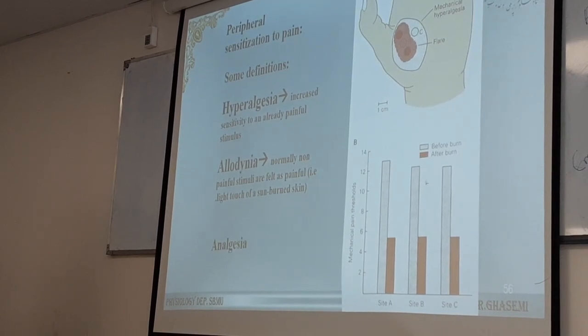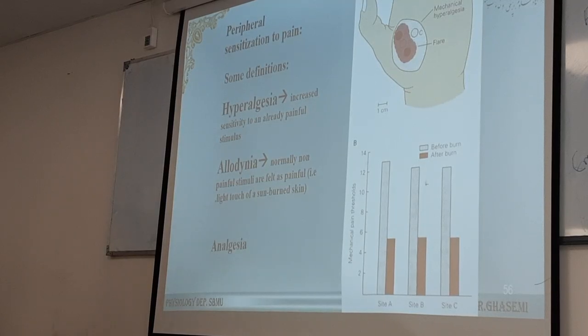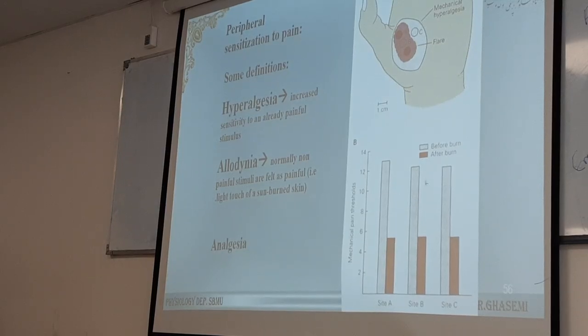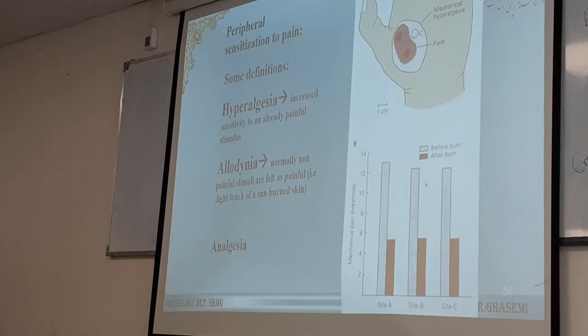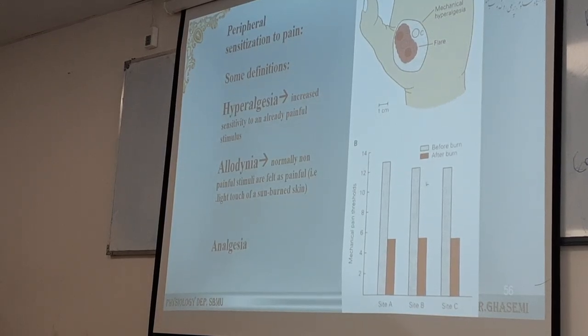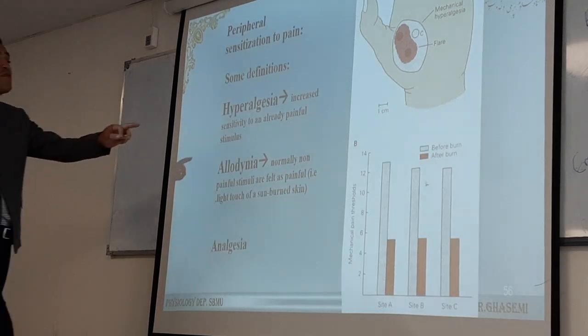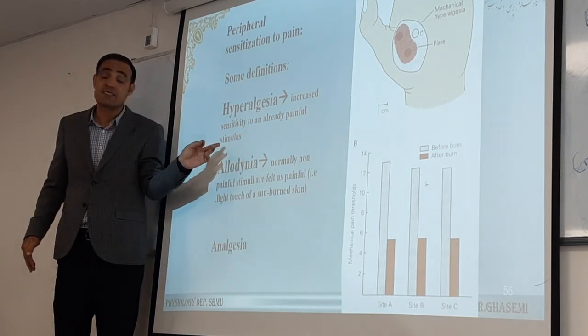In hyperalgesia, imagine this guy has hyperalgesia in the skin. When I touch by my finger, it does not generate pain. But if I put, for example, a light stimulus that is painful, this is extremely severe for him. Therefore, we say sensitivity to an already painful stimulus is increased.